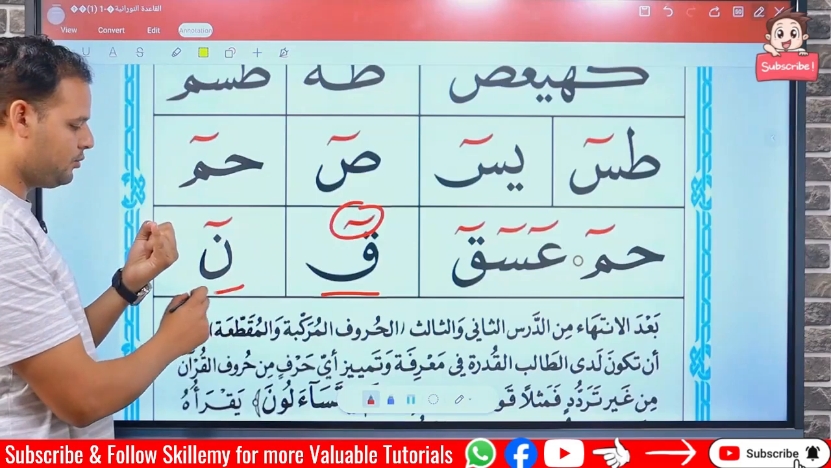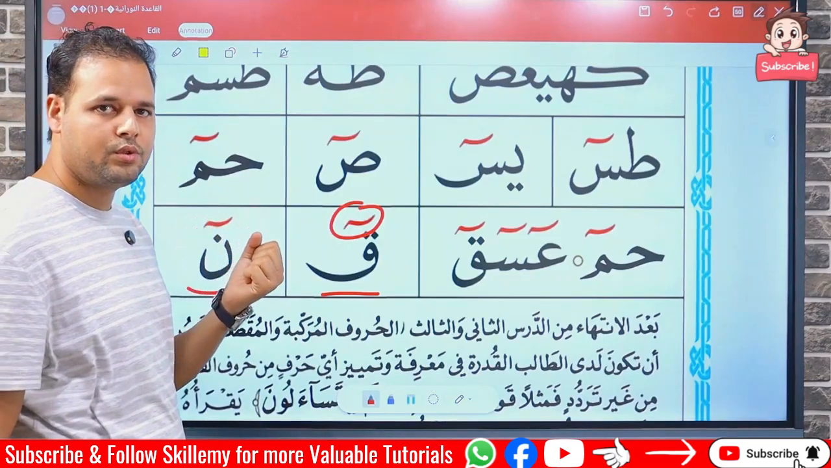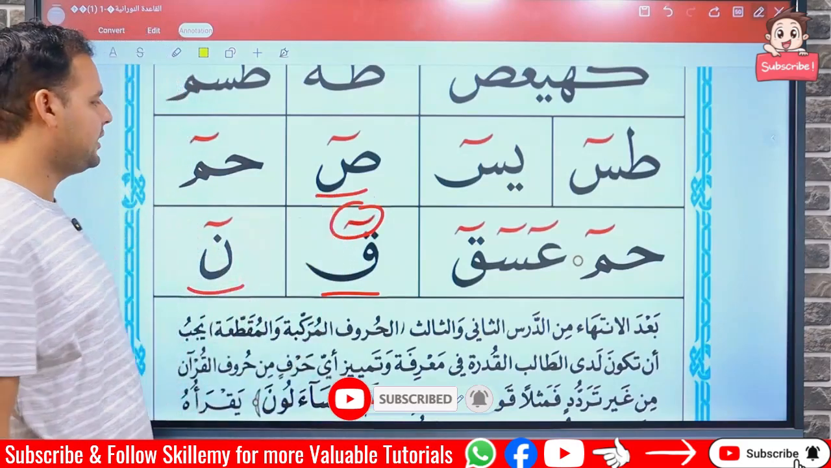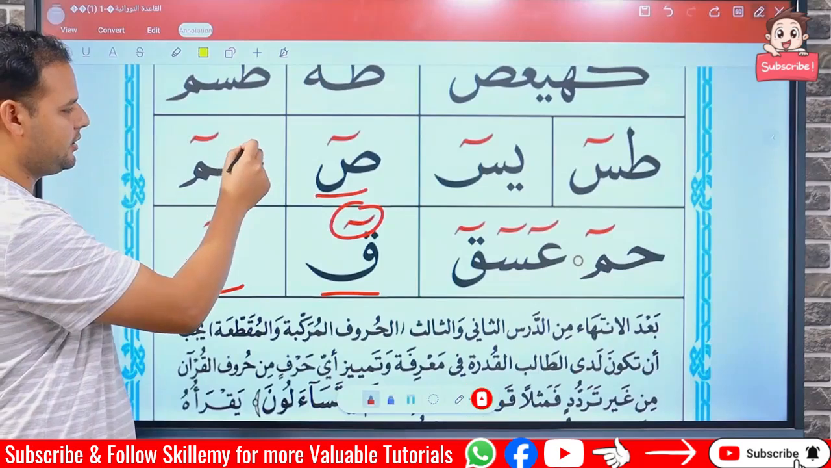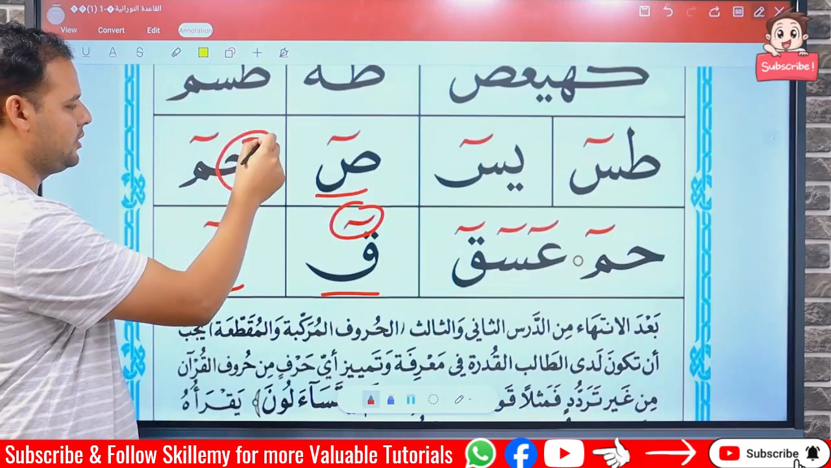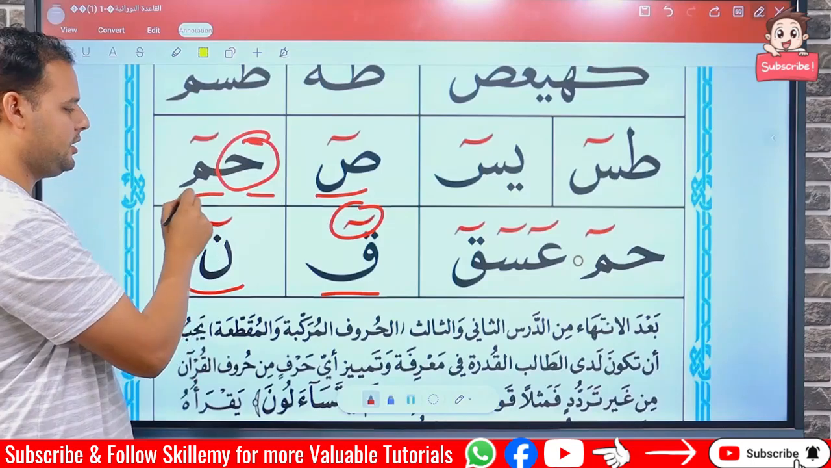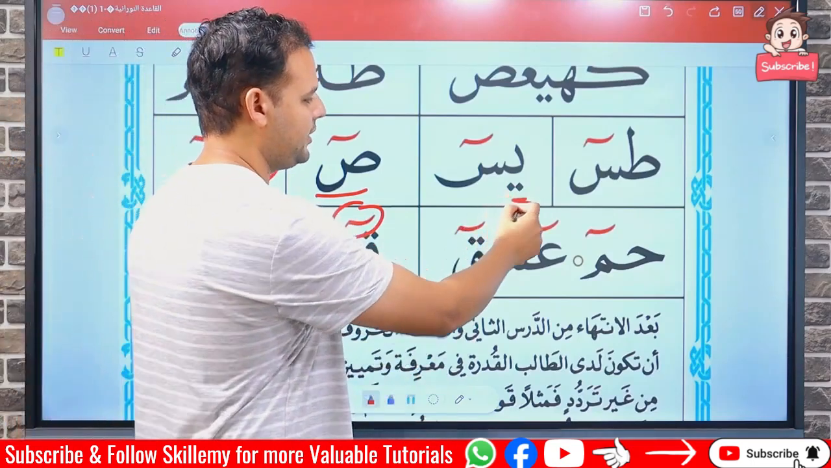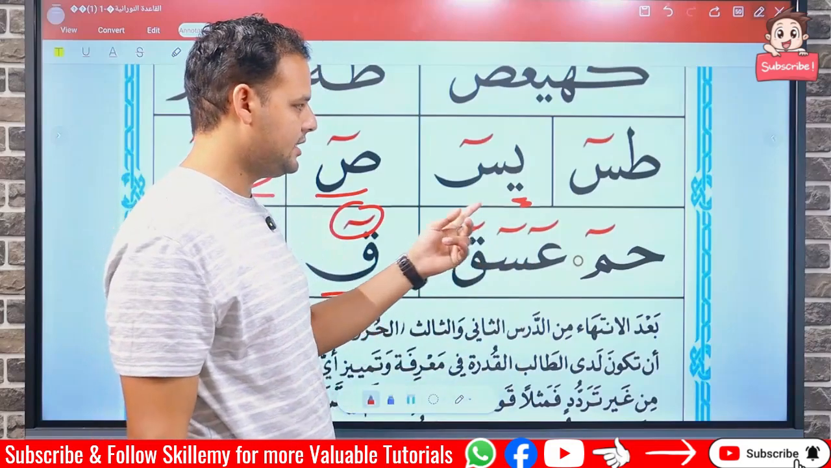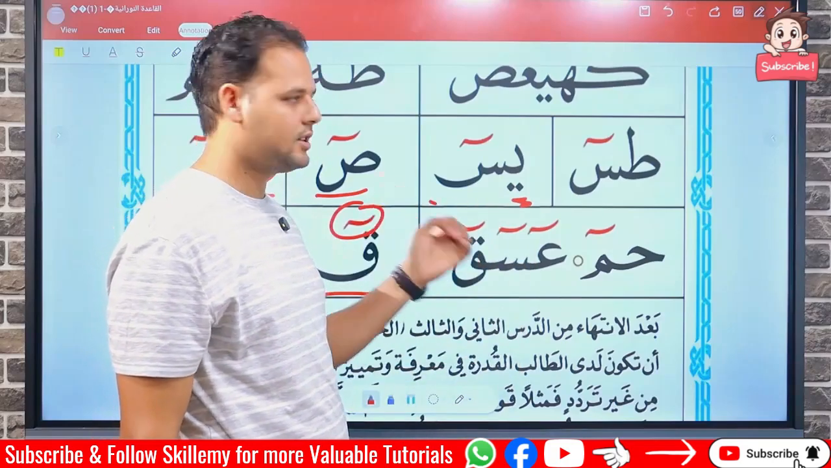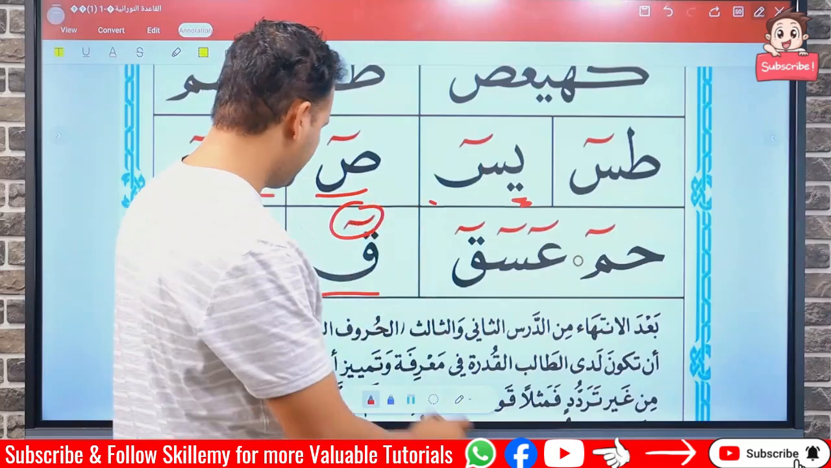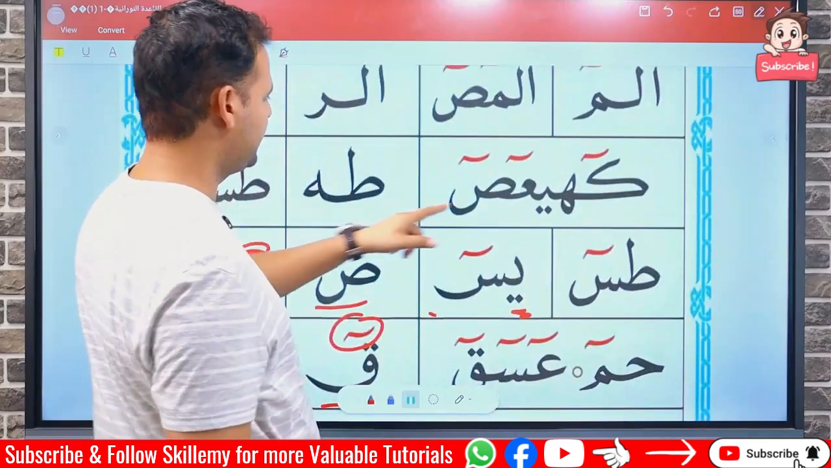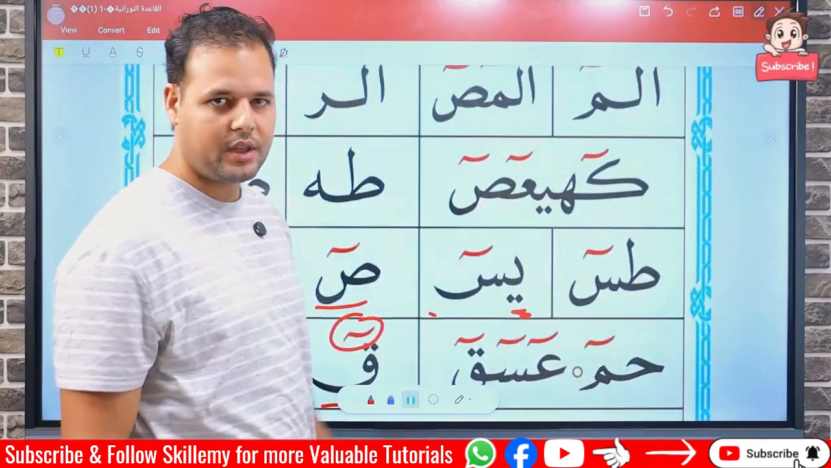We have here noon, sad, and then here you see this letter doesn't have anything on it, so it's going to be ha and mim, 6 beats. Here also the ya doesn't have anything, so it's ya and then sin, 6 beats. Okay, and you will find it a bit challenging if you go up into these parts. So that's the toughest one.